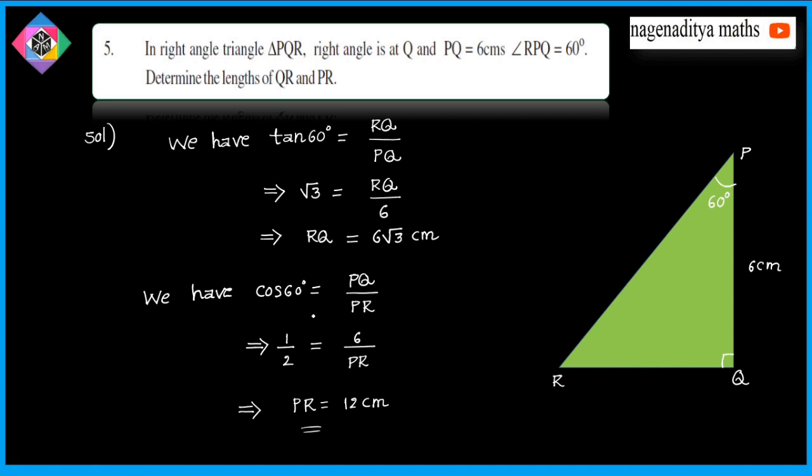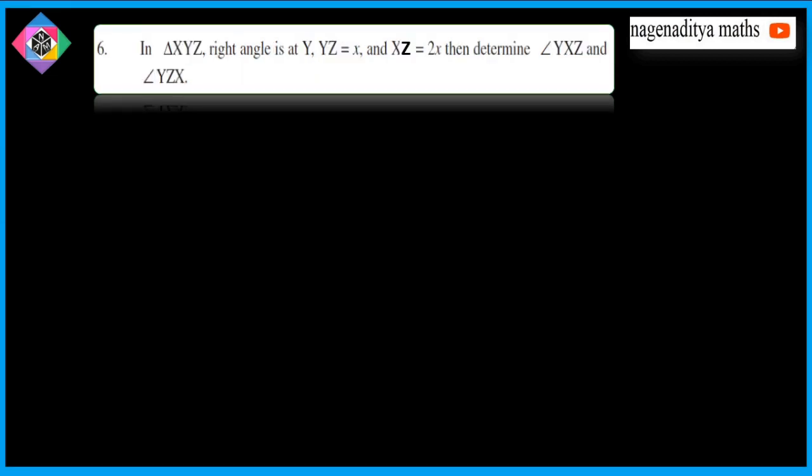Okay. Sixth one, in triangle XYZ, right angle is at Y, YZ is equal to x and XZ is equal to 2x. Then determine angle YXZ and angle YZX.